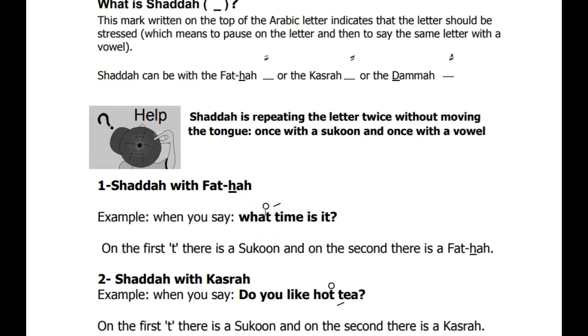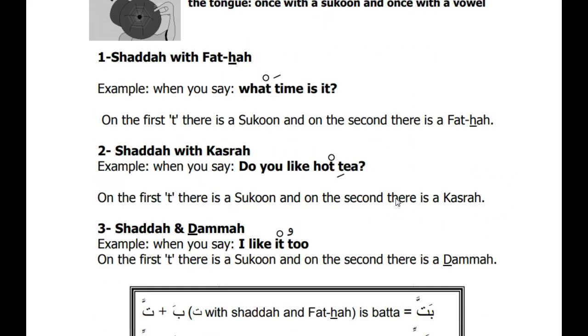The first time with sukun, so you just make the sound of ta, and the second time with a vowel. So, for example, "what time is it?" You stay and stress the letter twice. On the first ta, there is a sukun, and on the second there is a fatha. We are translating it into English terms.